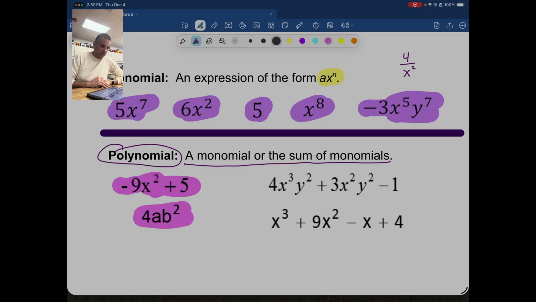There's just one term here, 4ab squared. It's got a couple different variables, and that's okay. Still makes it a monomial. It's still in the form x to the n, so a to the n, b to the n. And again, you can subtract them as well.